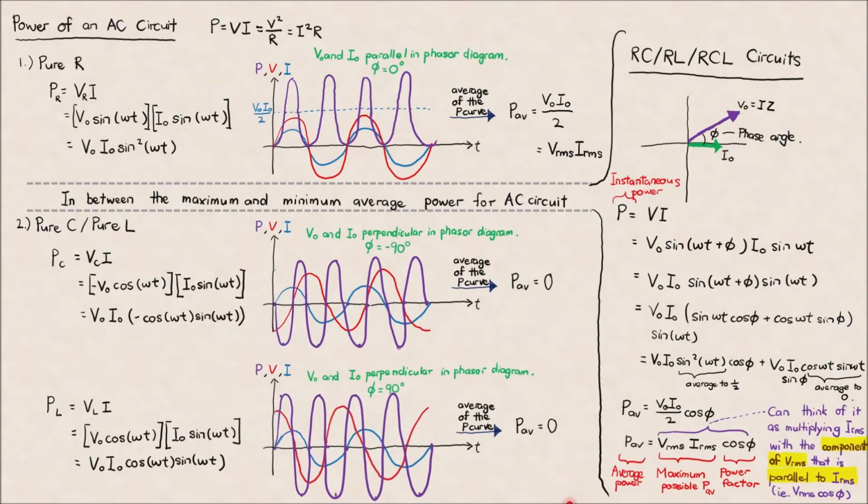We move on from the concept of resonance and we now talk about power. For power, we learned about it in chapter 3 on DC circuits that P is either equal to VI, or equal to V squared over R, or equal to I squared R. These three equations are equivalent and you can transform from one form to another just using Ohm's law.